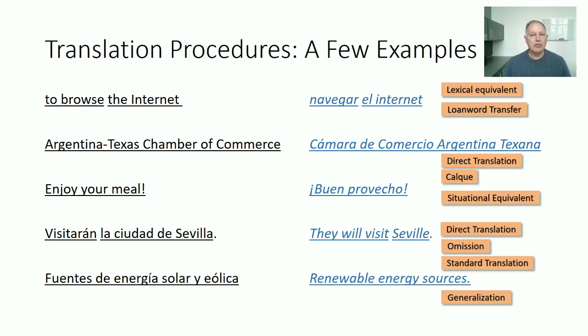What I've done is I performed another procedure called omission. And here I might pause just to reiterate, I don't care if you forget that it's called omission, okay? But I want you to remember as a translator, can I do that? Is that an option? Yes, it's an option when it makes sense, when it results in an effective translation. So you don't really lose anything in this particular segment translation. Visitarán la ciudad de Sevilla. They will visit Seville. I've omitted the word la ciudad and its equivalent. Also, it's a standard translation in the sense that Seville is the standard translation for Sevilla.